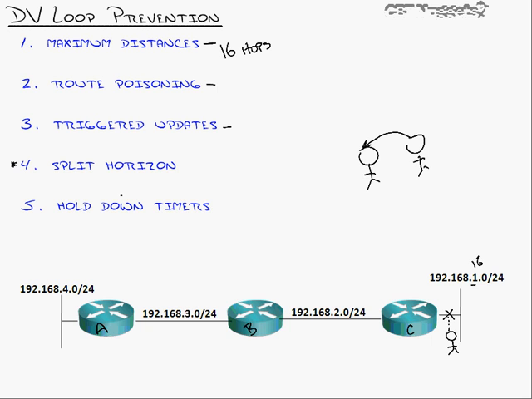Hold down timers say, I will not believe any other updates about this route for X amount of time. Here's what I mean. When this network goes down, router C sends a triggered update saying it's down. Router B receives that and says, well, that's a big change. Let me immediately tell router A about it. And both of them will set a hold down timer. This is my little clock.